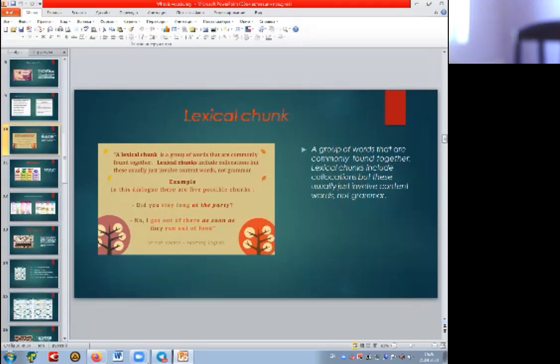And now we will look through the definition. A lexical chunk is a group of words that are commonly found together. Lexical chunks include collocations, and these have a grammatical function in the sentence.